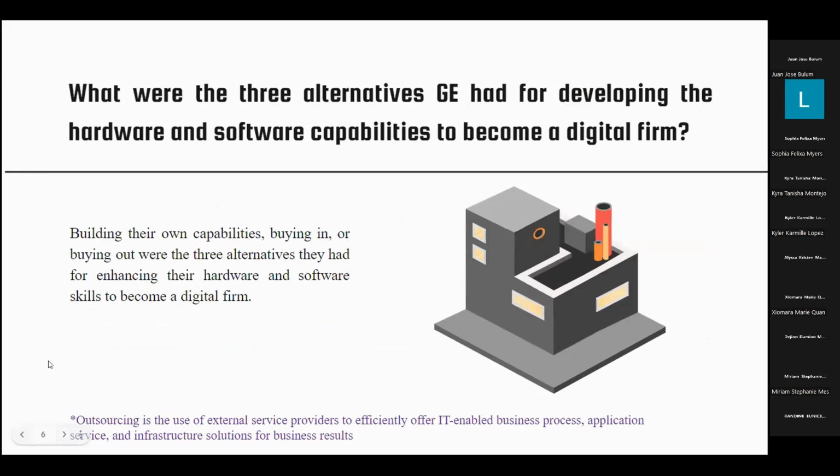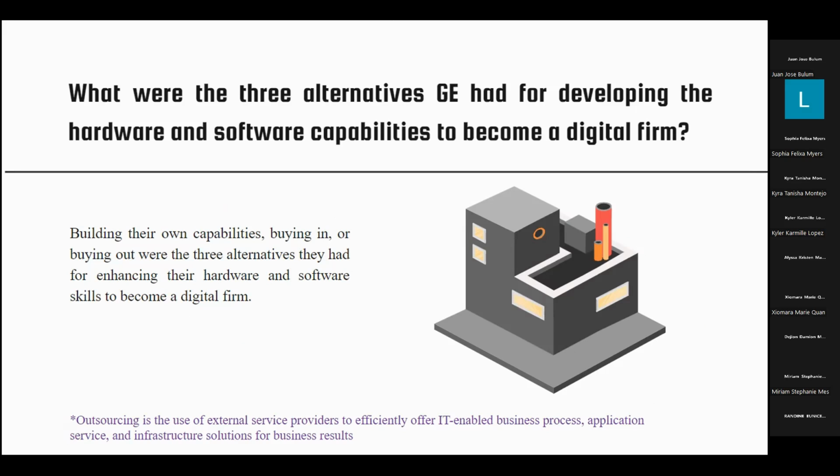So what were the three alternatives? The next question asks, what were the three alternatives GE had for developing the hardware and software capabilities to become a digital firm? So building their own capabilities, buying in and buying out were the three alternatives they had for enhancing their hardware and software skills to become a digital firm.